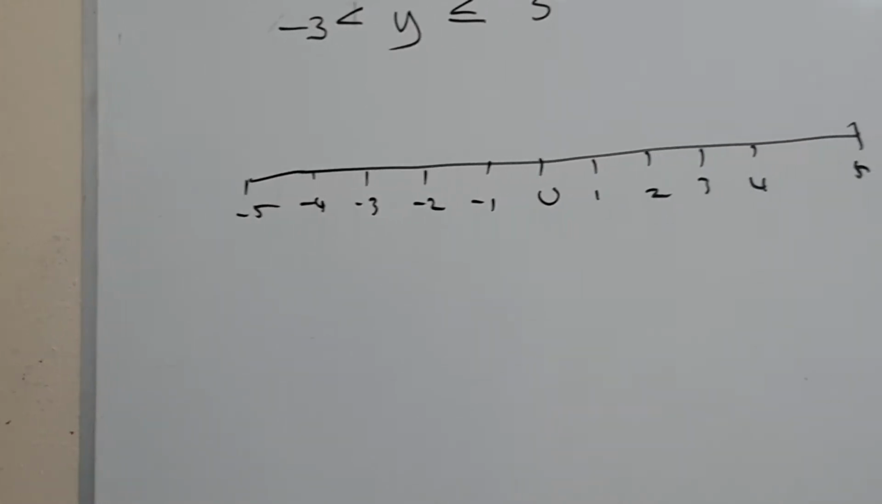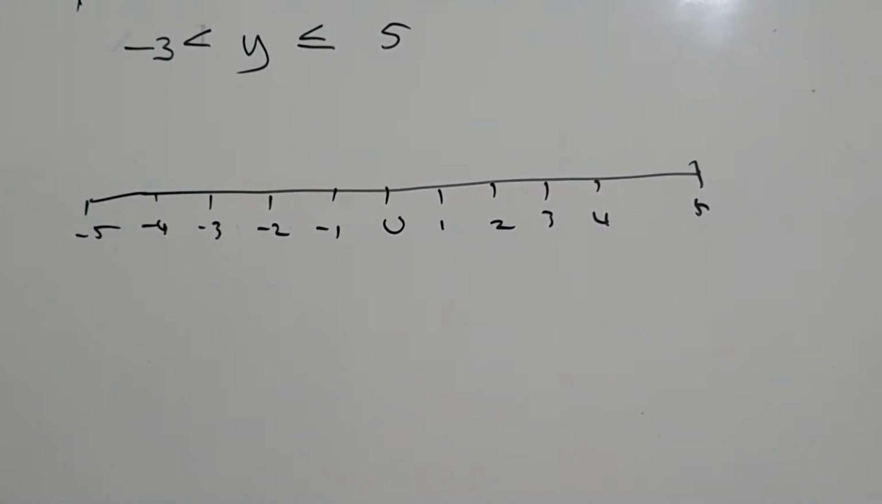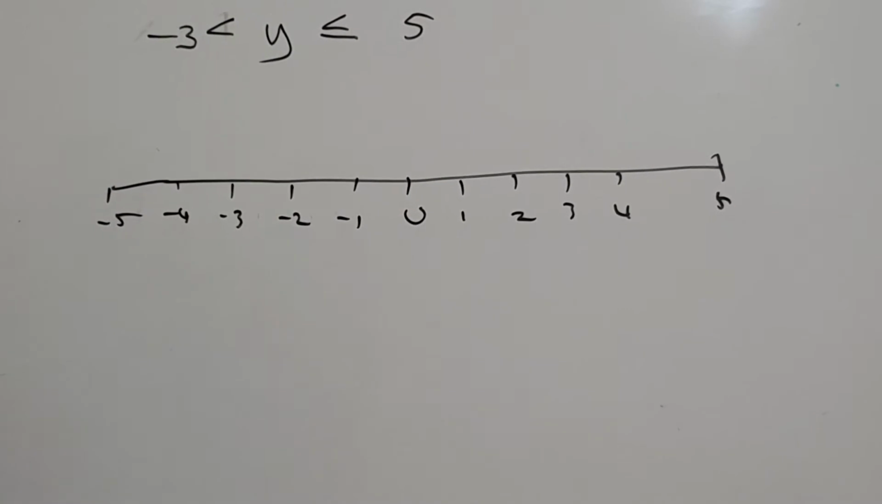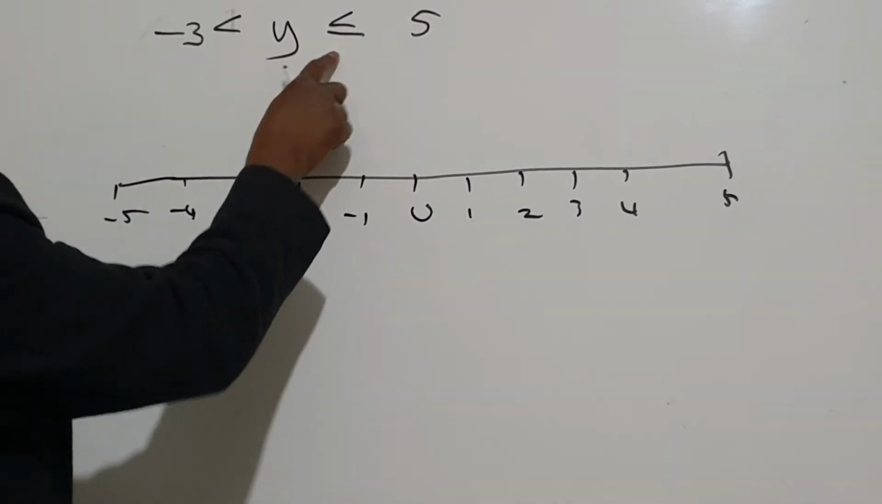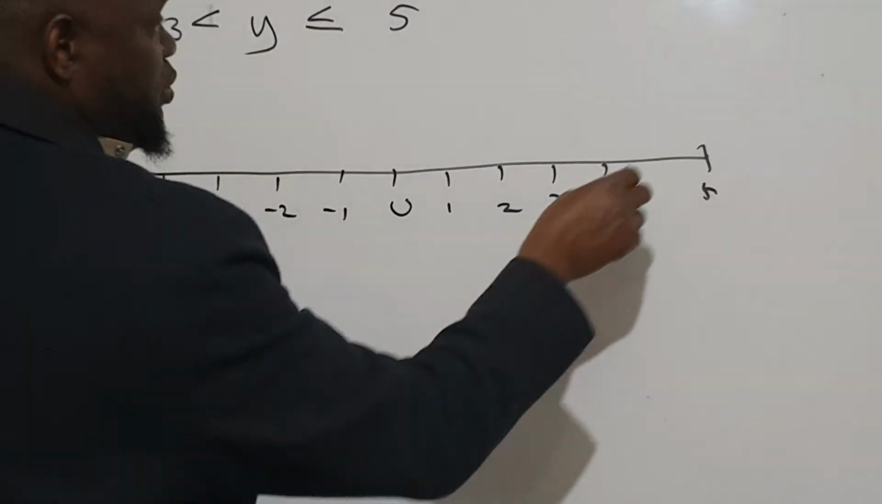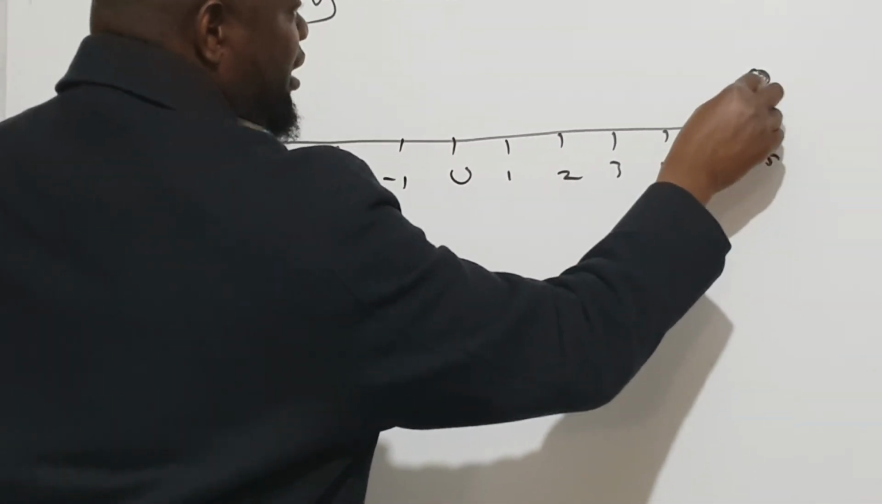Can we join these two together? Okay. First of all, it is less than or equal to, so it will be a shaded circle. We look at our 5. Our 5 is here. It will be shaded.